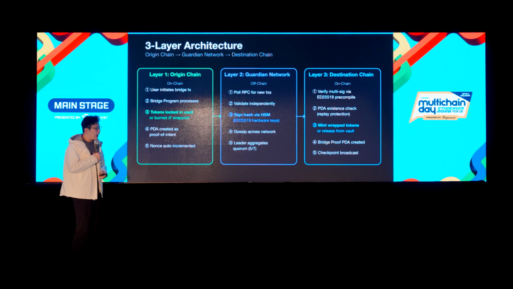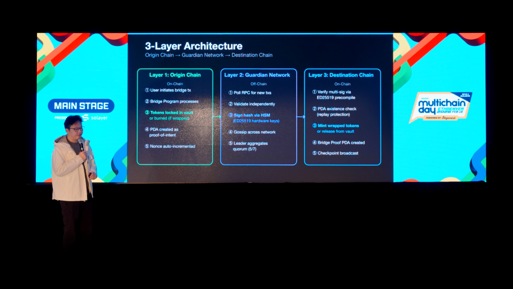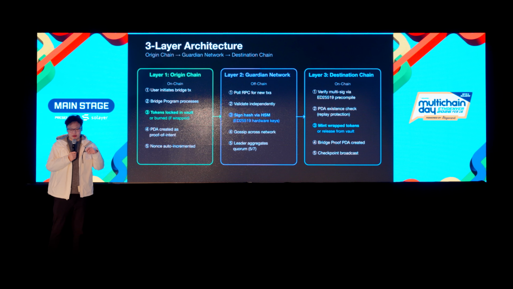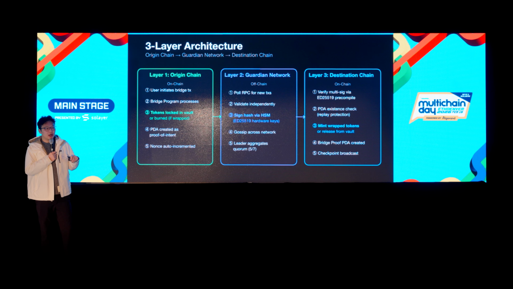So I want to cover how we're doing bridging from SVM, Solana to Solayer. There are actually 3 steps. The first is what happens on the original chain. And then the second layer is the Guardian network. And the third layer is the destination chain, right? So these are the high-level overviews, but I'll skip to the more detailed page.